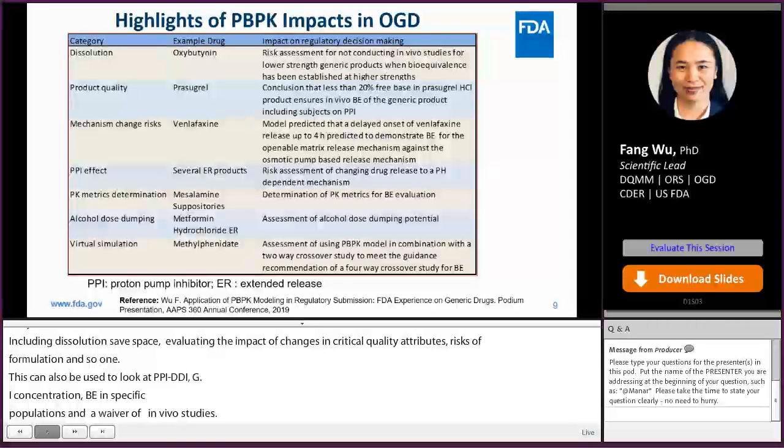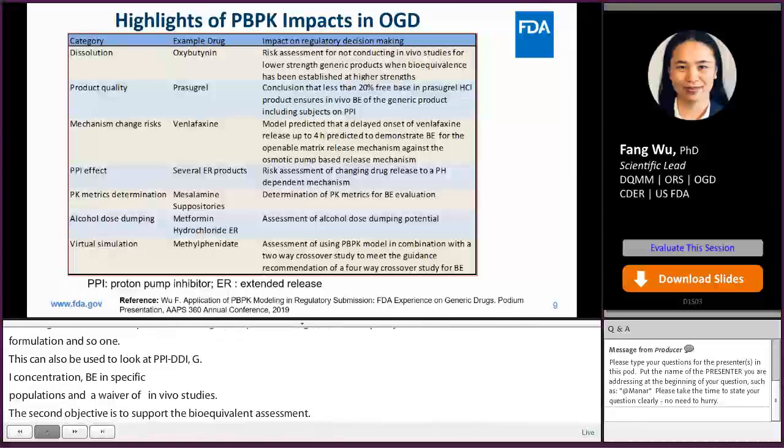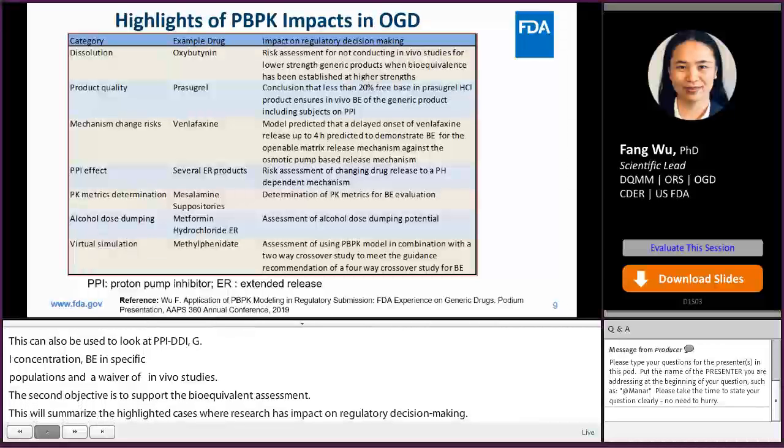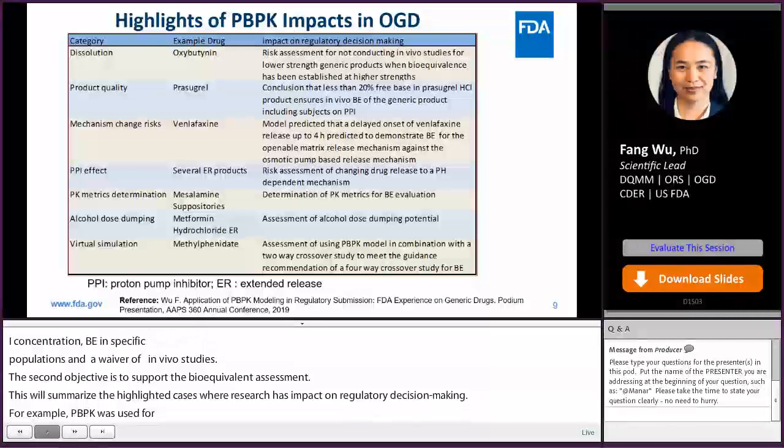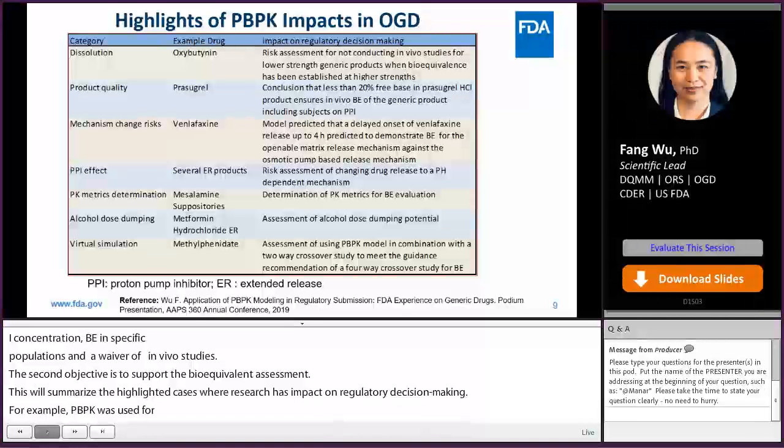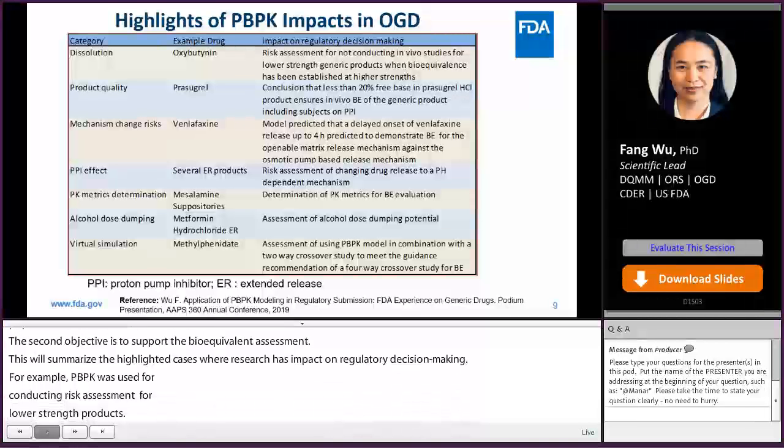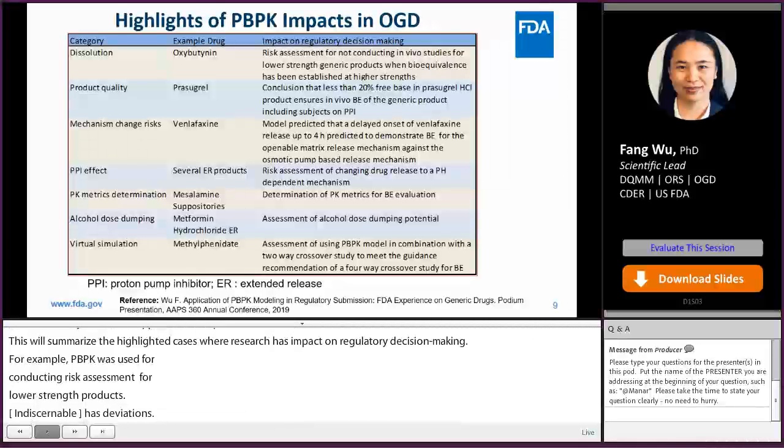This table summarizes the highlighted cases where research on PBPK absorption modeling had impacts on regulatory decision-making. For example, PBPK was used for conducting risk assessment of not conducting in vivo studies for lower strengths of oxybutynin generic products when bioequivalence has been established at higher strengths and the dissolution has deviations. PBPK was also used to support that less than 20% free base in a procyclidine hydrochloride product can ensure in vivo BE of the generic product.